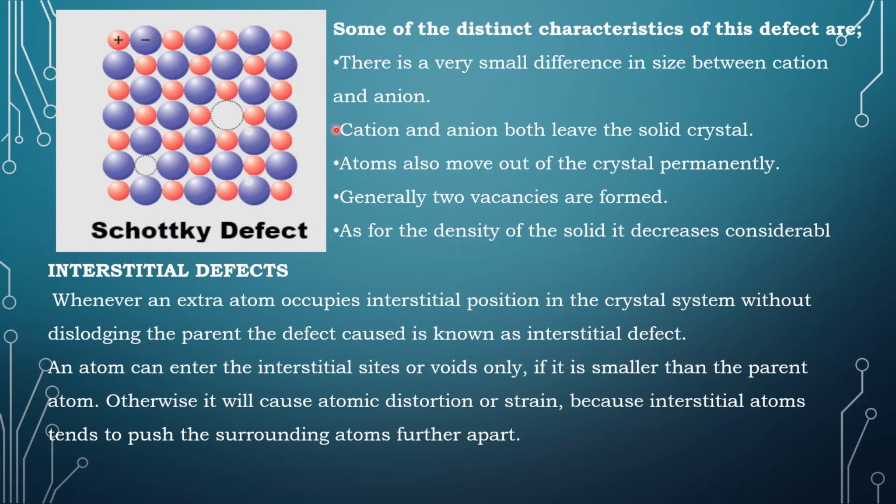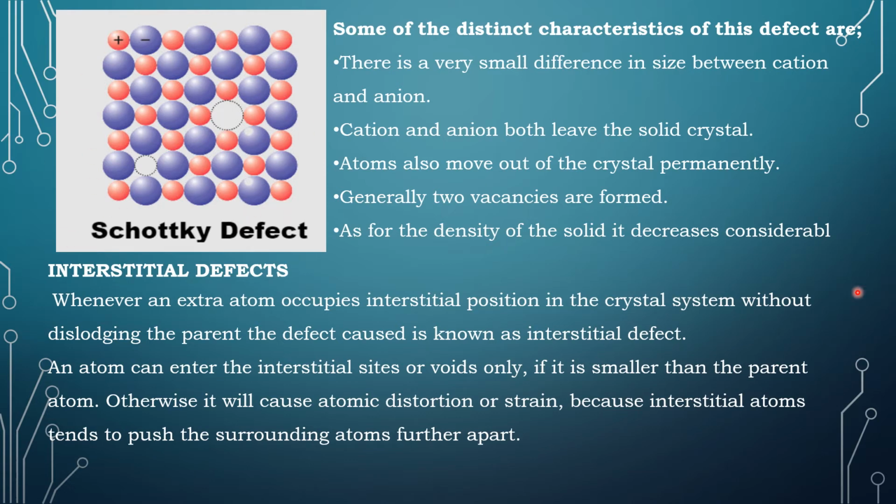So what are the features or the characteristics of the Schottky defect? So there is a very small difference in the size between cation and anion. So here both cation and the anion leave the crystal. Atoms also move out of the crystal permanently. So generally two vacancies are created. So as for the density of the solid, it decreases considerably because two of the atoms are missing. So naturally the density of the solid will be lesser.